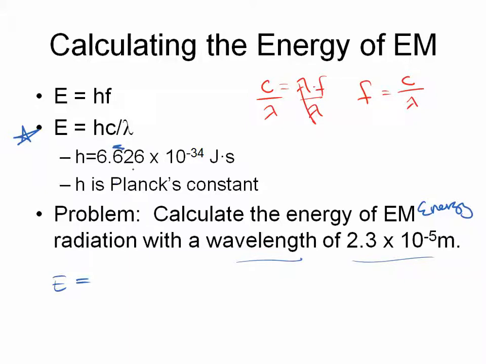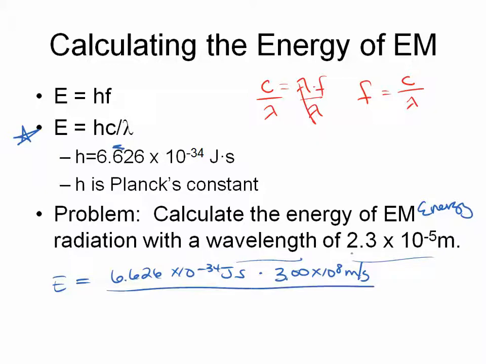Planck's constant, h, so 6.626 times 10 to the negative 34th joules times seconds. And I'm going to multiply that by the speed of light. Again, remember the speed of light is 3 times 10 to the power of 8 meters per second. And then I'm going to divide all of this by wavelength. So dividing by wavelength, I have 2.3 times 10 to the negative 5 meters.